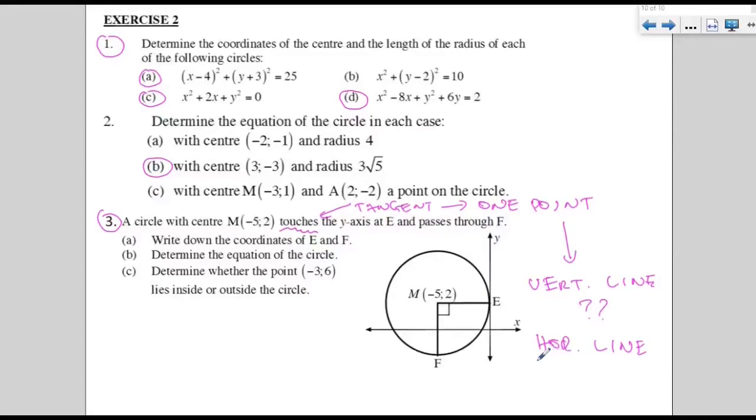Go through your first video on the grade 11 analytic geometry. Remember, E is a y-intercept, therefore you know something about it. One of the coordinates immediately, it's a horizontal line. How do I know it's a horizontal line? It's perpendicular. Read the question carefully. It's perpendicular to the radius, which is a vertical line, therefore this has to be a horizontal line.